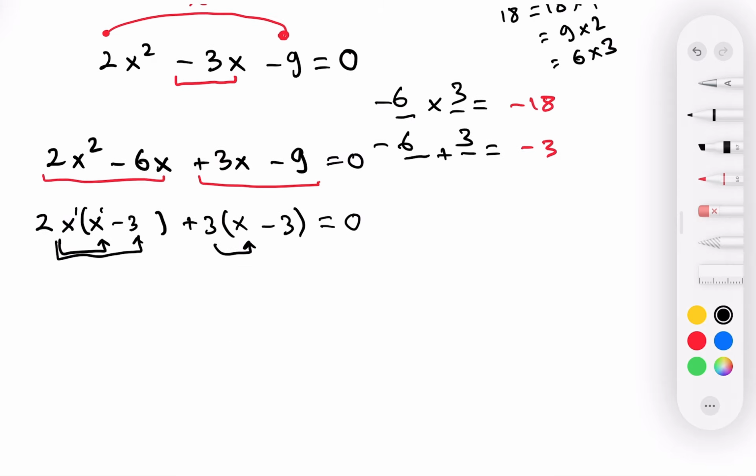And again, we put this all together. We get x minus 3, and then the other one is the 2x and the 3: 2x plus 3. Okay, that's that.